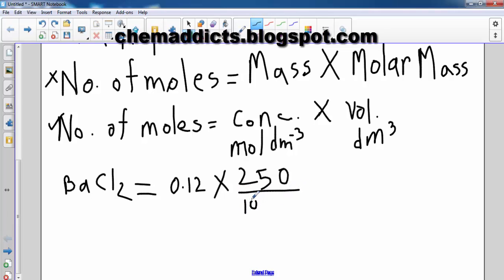So if we calculate this, we will find 0.12 multiplied by 250 divided by 1000, which comes as 0.03 moles.